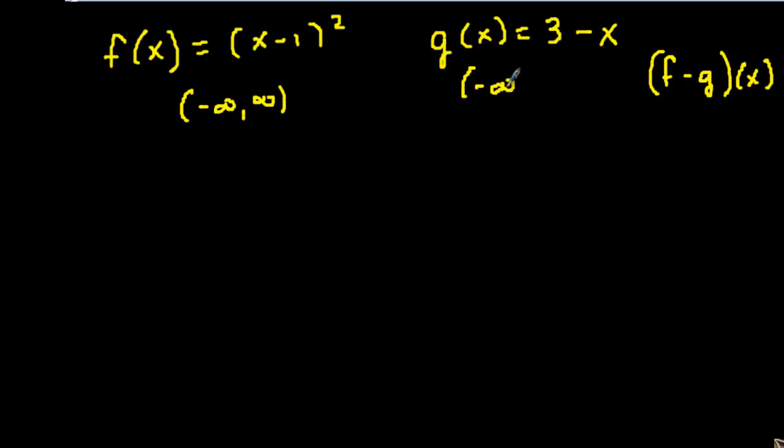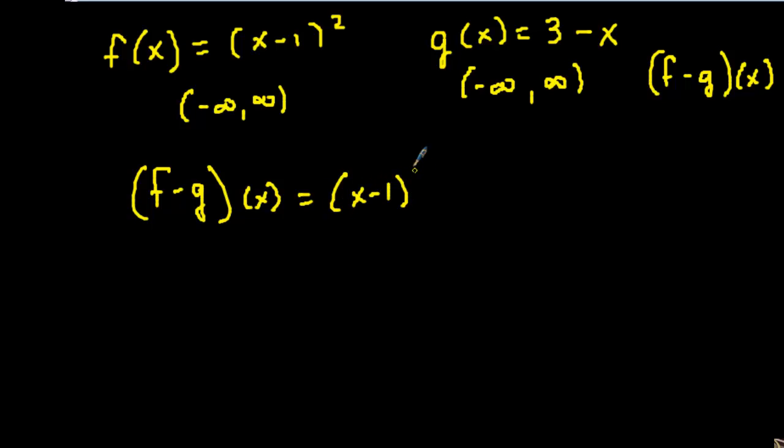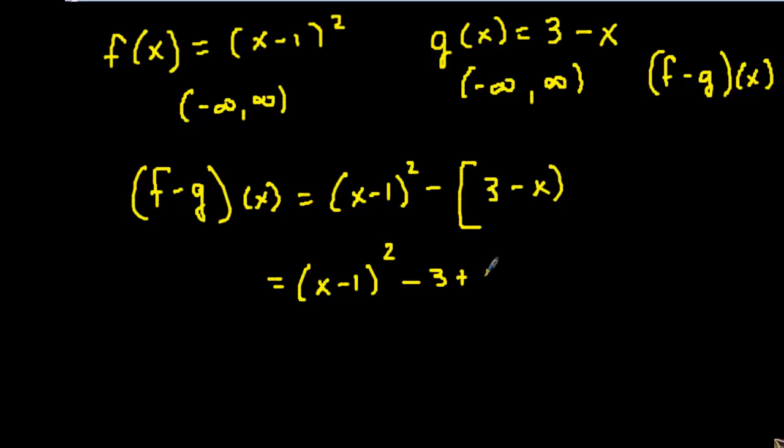And the same for this one. So this one's going to be pretty easy because the intersection is going to be all real numbers. So let's go ahead and do the function though. F minus g of x. So we take the f function, which is x minus 1 squared, minus, and again, here's where I put this, 3 minus x. Now when I simplify this, we're going to do x minus 1 squared minus 3 plus x.